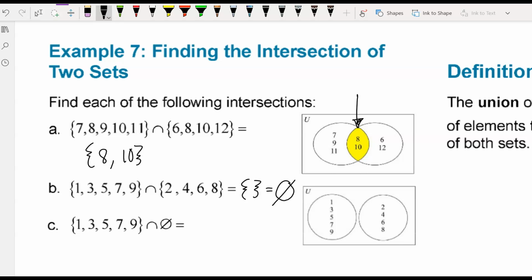All right, next we want to find out if our numbers 1, 3, 5, 7, 9 and an empty set have anything in common. Well, there are no elements in that empty set. So there's nothing that they're going to have to share with each other. So it would also be an empty set.